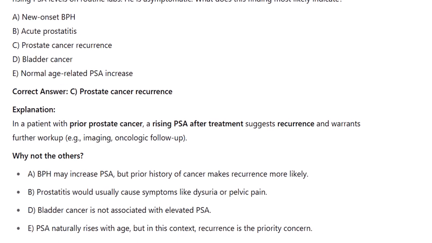Explanation: in a patient with prior prostate cancer, a rising PSA after treatment suggests recurrence and warrants further workup, e.g. imaging, oncologic follow-up. Why not the others?